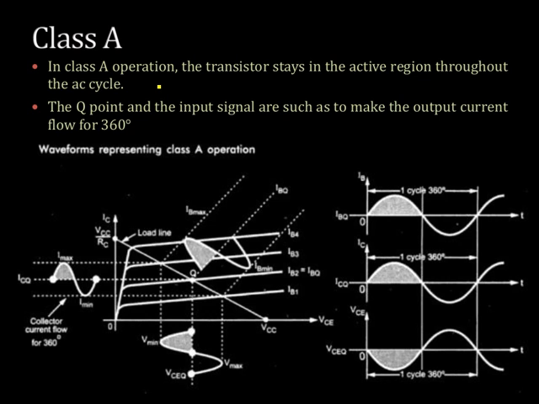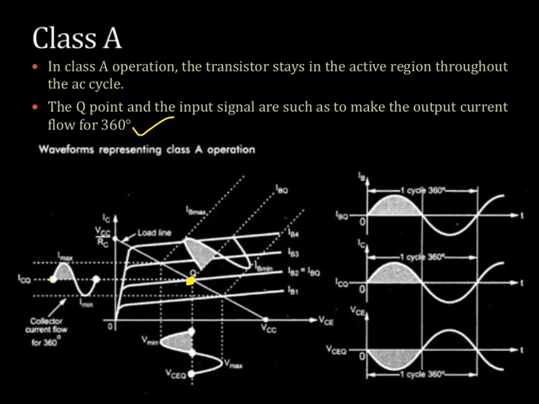In class A operation, you can see the transistor stays in the active region. This is similar to the voltage amplifier which we discussed. There is no loss in the output signal or no distortion. You can completely amplify the whole cycle. The transistor is in the active region throughout the AC cycle. The Q point and the input signal are such as to make the output current flow for 360 degrees. So for the whole 360 degrees, this IC is flowing. So this is the operating point here.